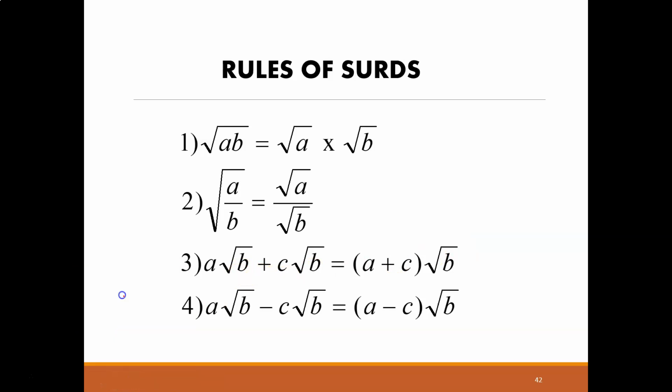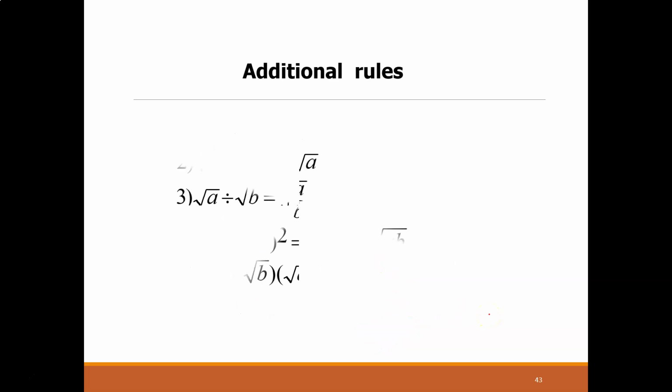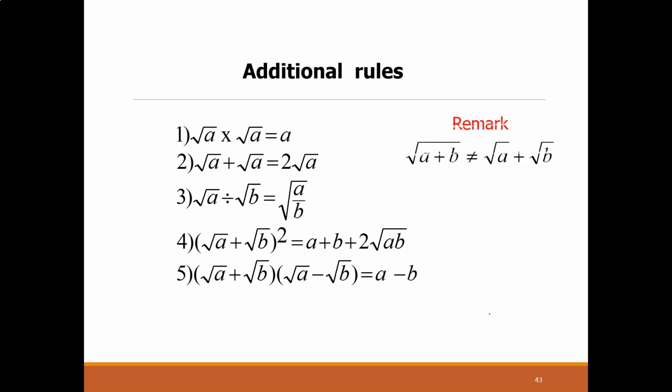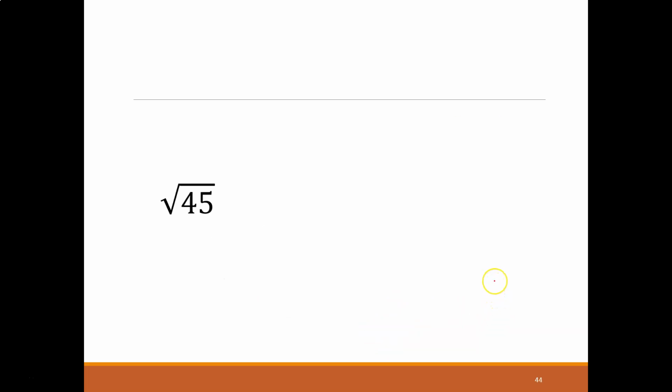Since we have sama kan, surd B tu dekat situ. So you just combine this one and this one. So it becomes A plus C. And then the fourth one, we have quite similar, just the difference is this one plus, this one is minus. So you have one is plus, one is minus. So we have extra rules, additional rules.